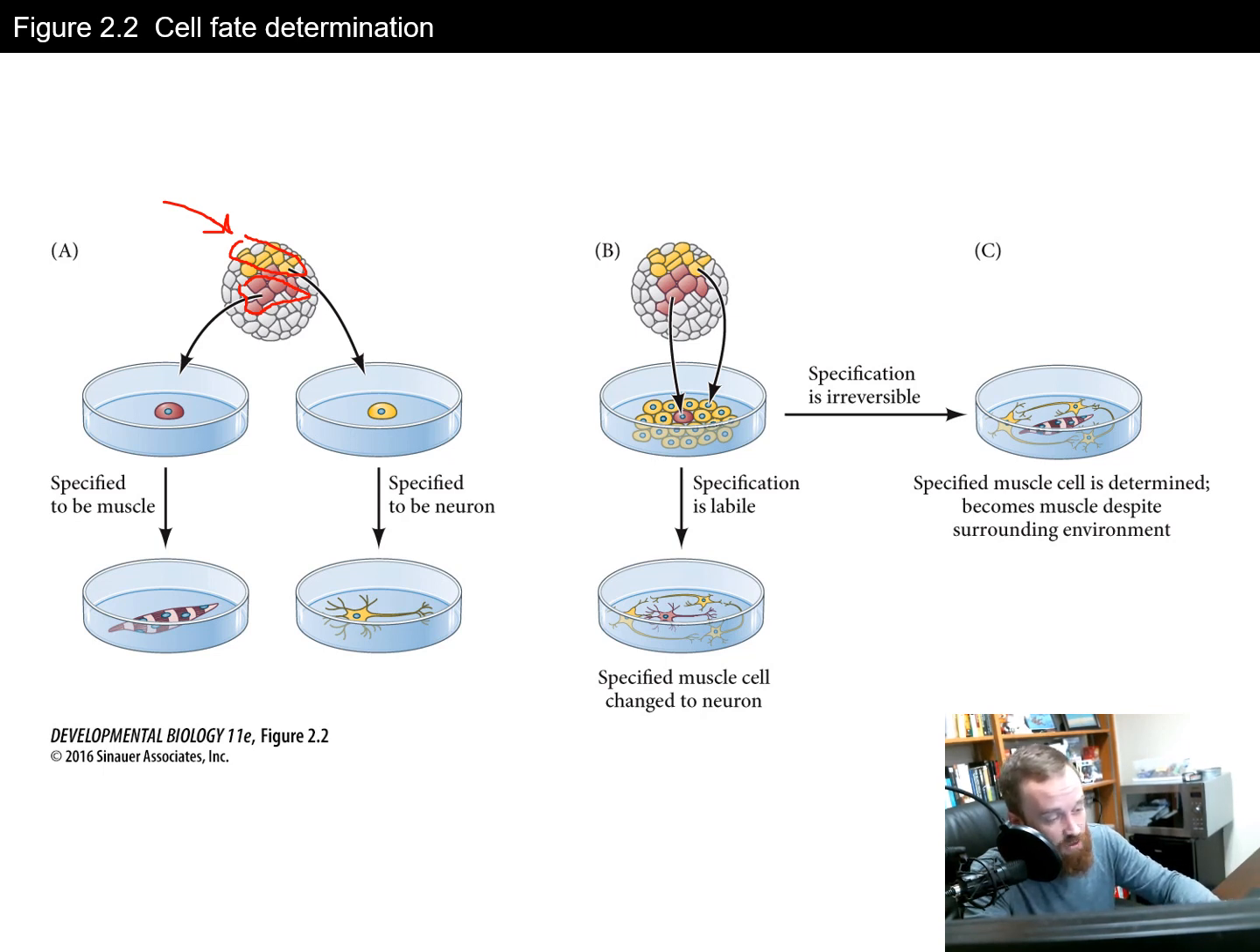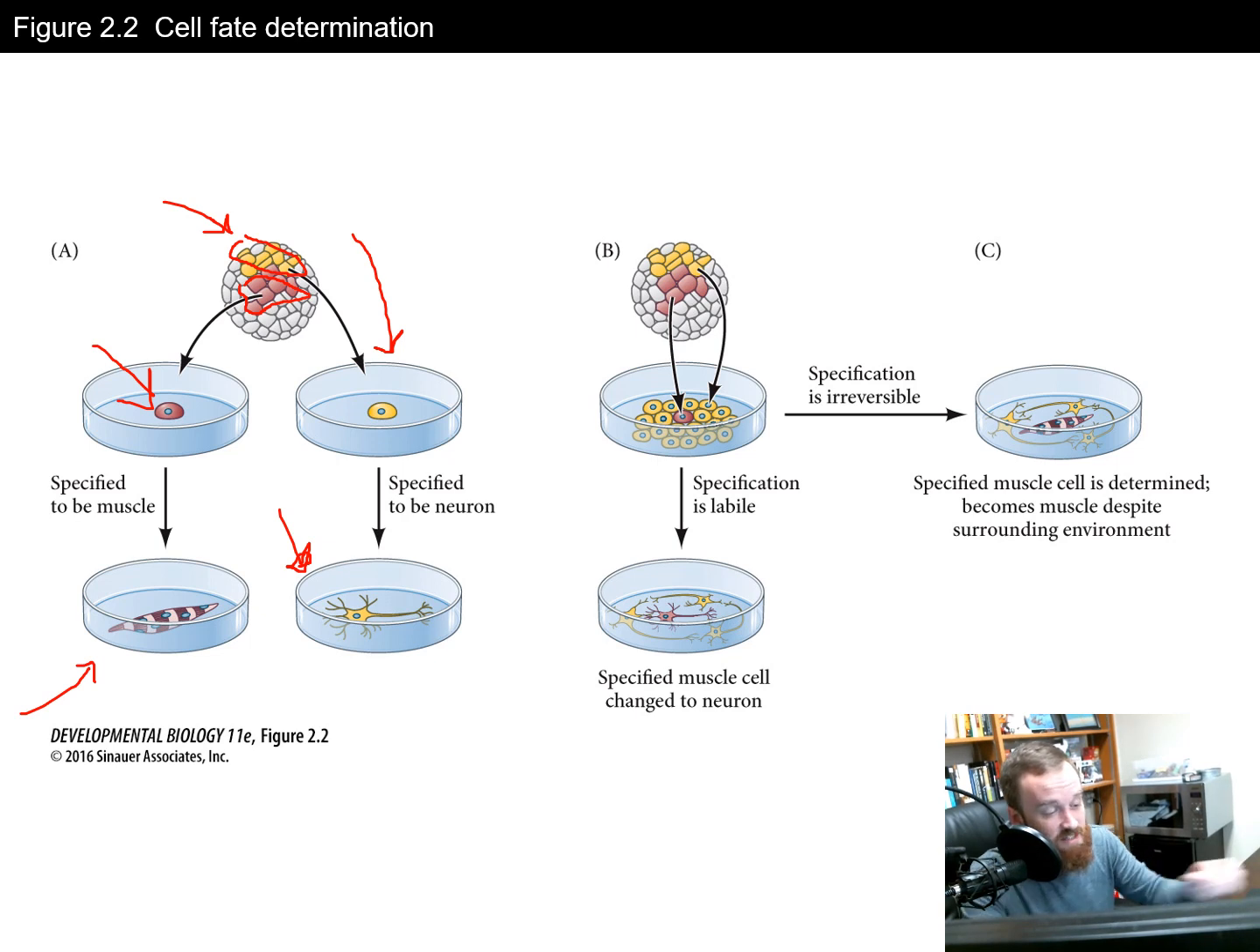If we take out the muscle cell and put it in a neutral environment by itself, that cell has already started down the path to differentiating and becoming muscle. So it will continue and it will become muscle tissue. The same thing can be said for the neuron tissue. If we take a neuron cell out of this ball that's been specified, that cell will develop fully by itself in a neutral environment into a fully differentiated neuron cell.